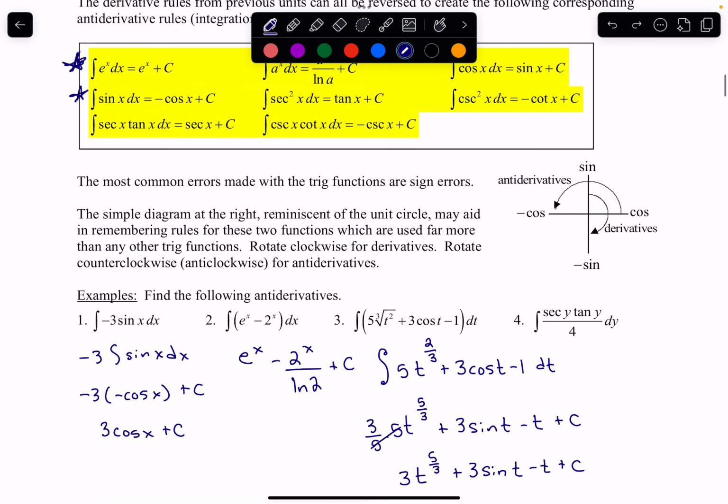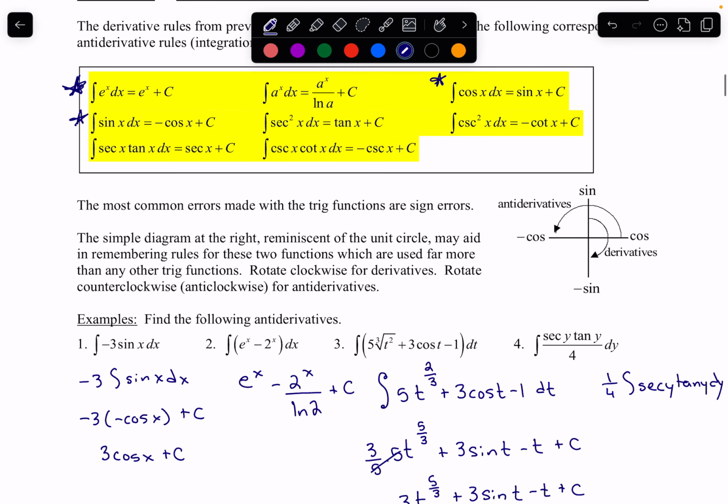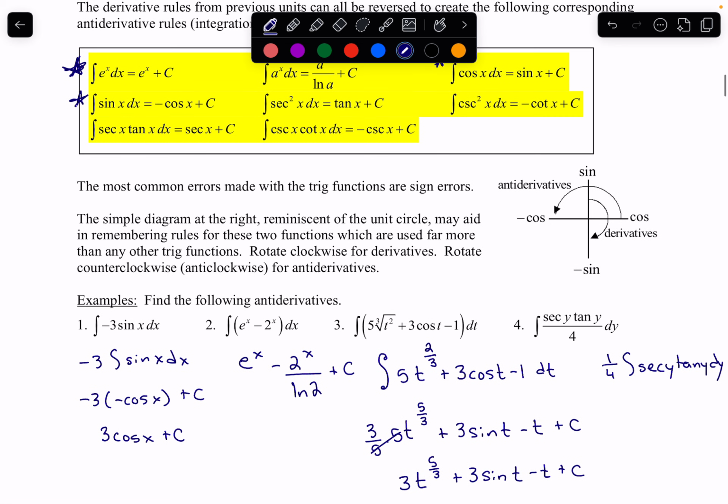All right, number 4, I've got a fraction. I don't like that divide by 4. I'm going to make that a 1/4 and put it in front because I don't want to deal with it till the end. So the integral of secant y tangent y dy. When I look up here, I'm looking for secant tangent, which is right here. And it says the integral of secant tangent is just secant. So I end up with 1/4 secant of y plus c.